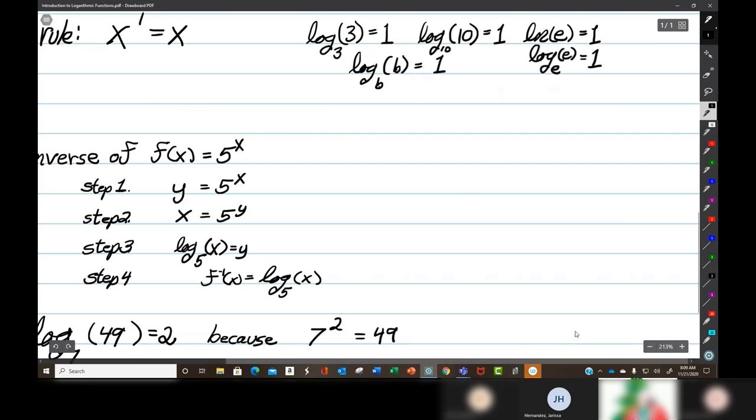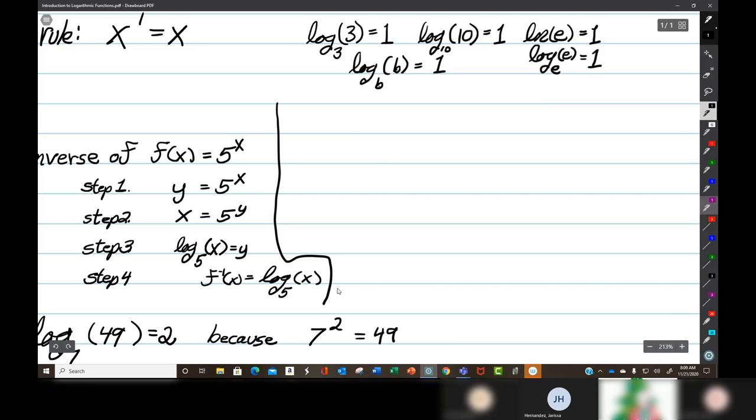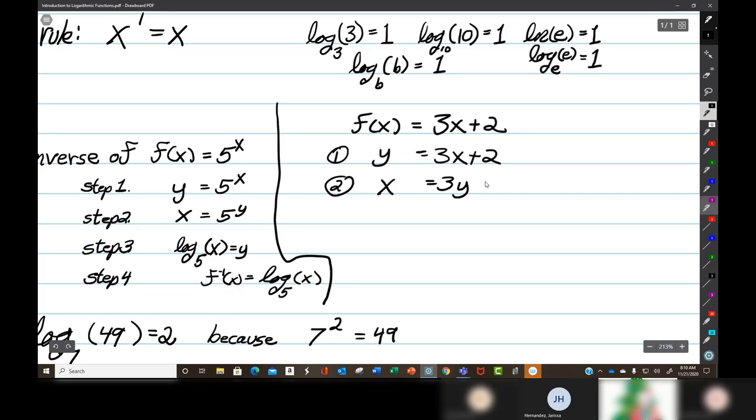Okay, so now let's find the inverse function of this exponential function. But first, pretend you don't see this over here. Let's just pick any function and go through those 4 steps of what it is to find the inverse. So let's say that f of x equals, I don't know, 3x plus 2, my very, very favorite linear function. We have four steps. Step one, you change the f of x to y. Step two, you switch the x's and y's. Step three, you solve for y.